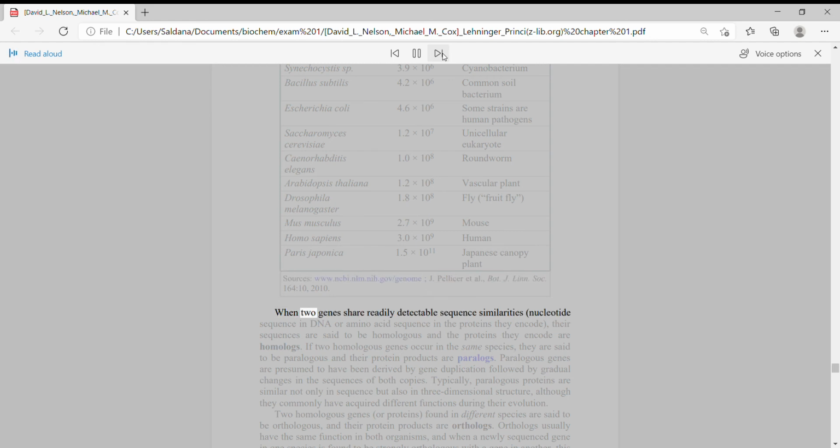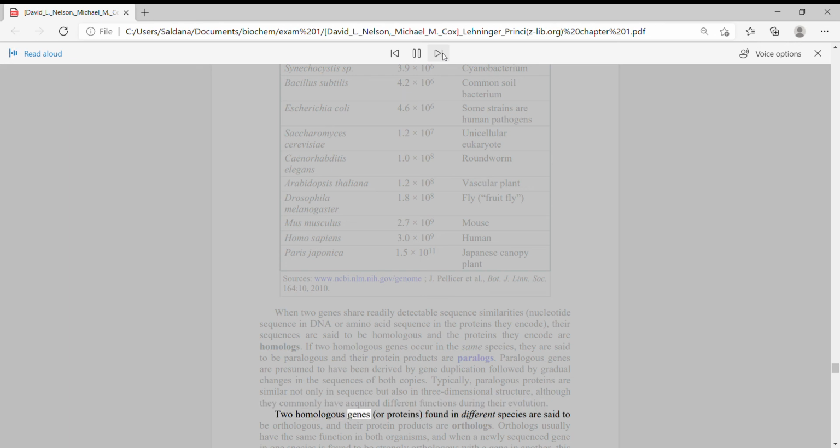When two genes share readily detectable sequence similarities, nucleotide sequence in DNA or amino acid sequence in the proteins they encode, their sequences are said to be homologous, and the proteins they encode are homologs. If two homologous genes occur in the same species, they are said to be paralogous, and their protein products are paralogs. Paralogous genes are presumed to have been derived by gene duplication, followed by gradual changes in the sequences of both copies. Typically, paralogous proteins are similar not only in sequence, but also in three-dimensional structure, although they commonly have acquired different functions during their evolution.